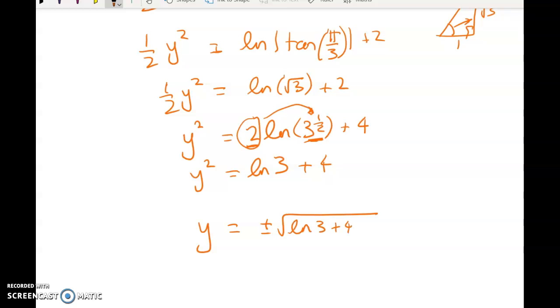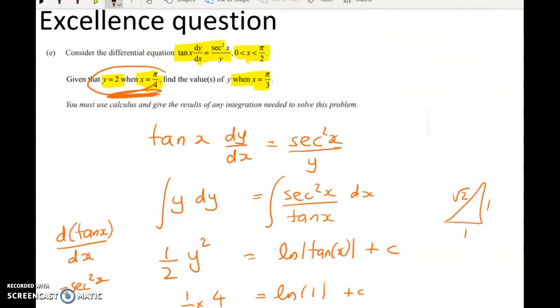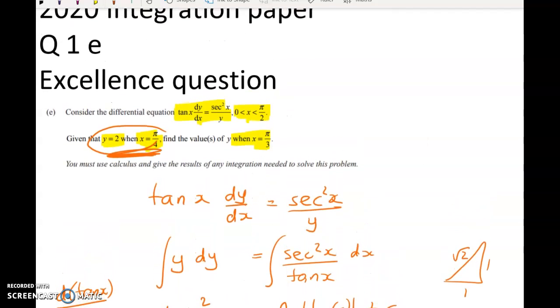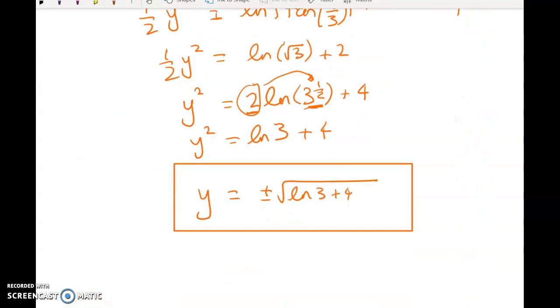So when you've got a question like this, and it's an excellence question, and you're trying to really do it well, you need to have a good look at whether y really can be both of those two values. So we go all the way back to the start here, and we see that we had a restriction on x, right? But that doesn't tell us anything about y. So there's no limitation here for the y value. So to get full marks in this question, you do need to put the plus or minus because y could be negative root natural log of 3 plus 4.